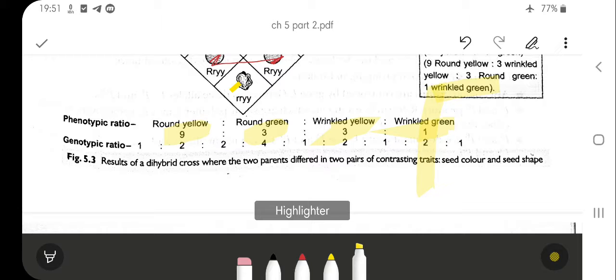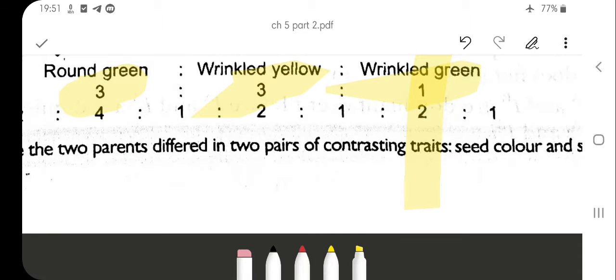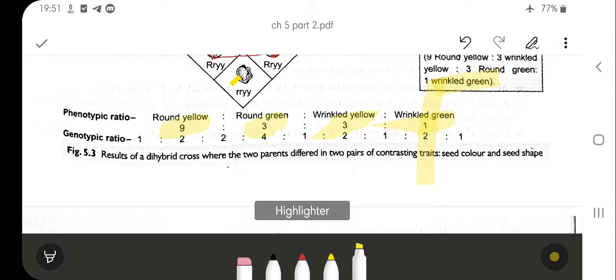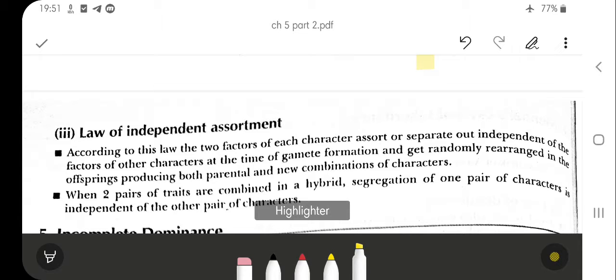The law which we are discussing now is our law of independent assortment. With this dihybrid cross, Mendel stated another law, that is the law of independent assortment. According to this law, two factors of each character assort or separate out independent of the factors of the other character.